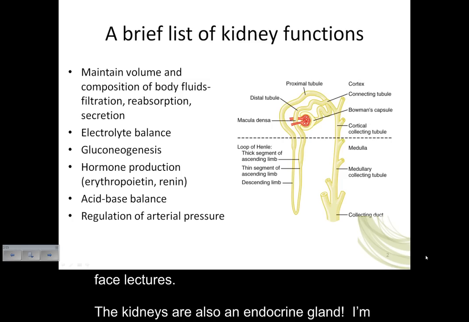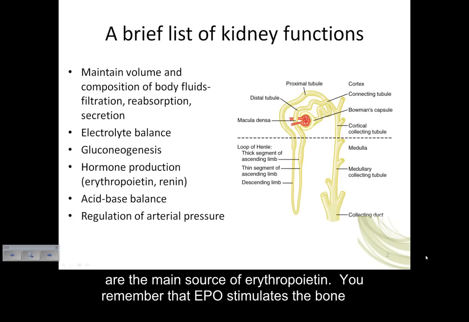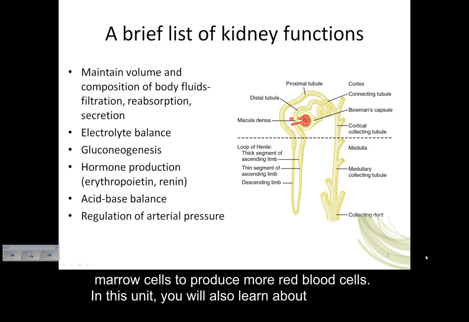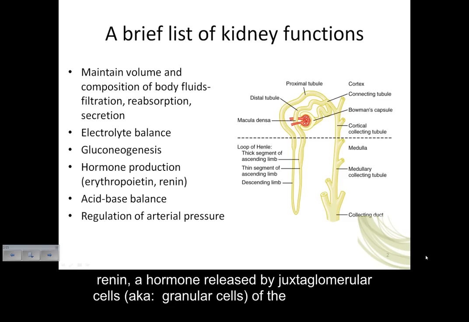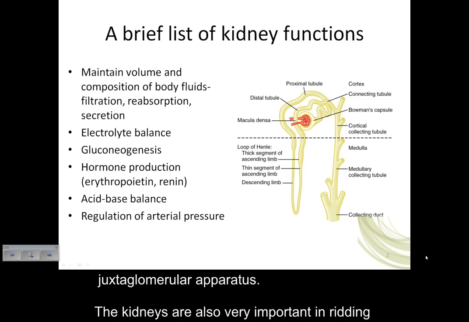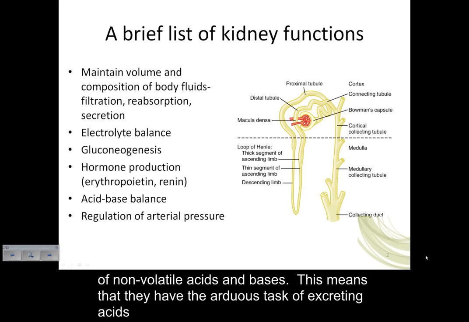The kidneys are also an endocrine gland. I'm sure you remember that they are the main source of erythropoietin. You remember that EPO stimulates the bone marrow cells to produce more red blood cells. In this unit, you will also learn about renin, a hormone released by juxtaglomerular cells, also known as granular cells, of the juxtaglomerular apparatus.